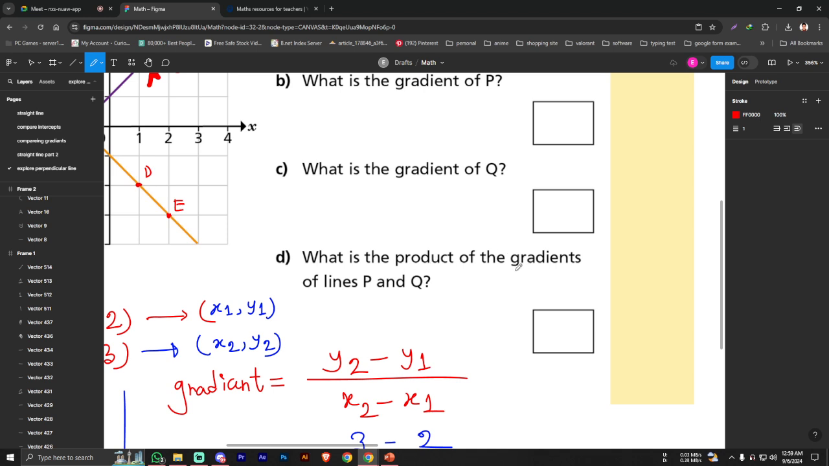What is the product of the gradients of lines P and Q? Okay, what is the product? Yeah, the product of the gradient of line P and Q. What do they mean by that?